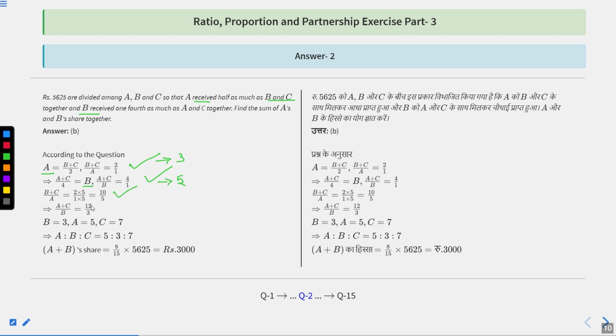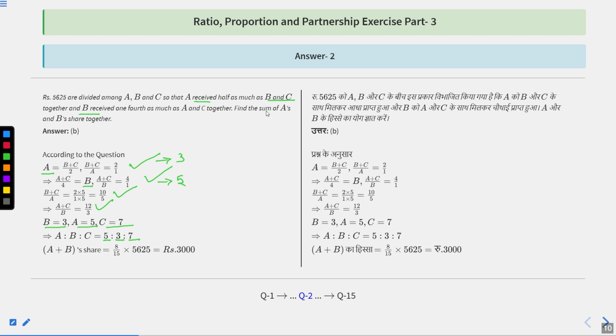Clear? When we multiplied by 4, we get 12 upon 3. Clear? So B equals 3, A equals 5 and C equals 7 we get from that equation. Clear? So when we write A, B, C in the form of a ratio, the ratio will be 5:3:7.